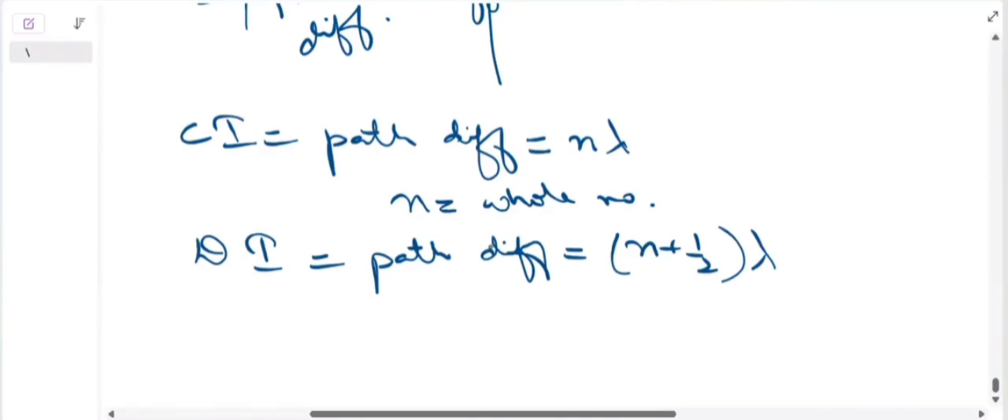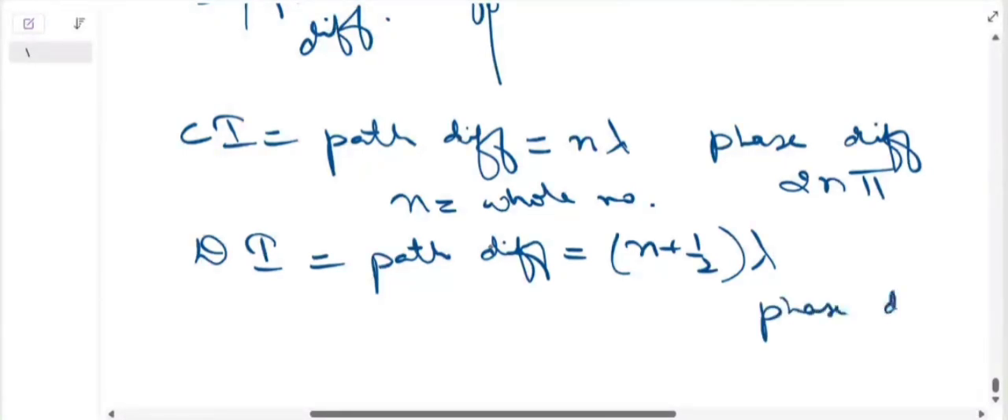Similarly, here the phase difference is 2n pi. And here the phase difference is 2n plus 1 pi. Any doubts?